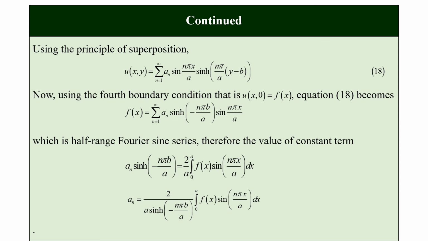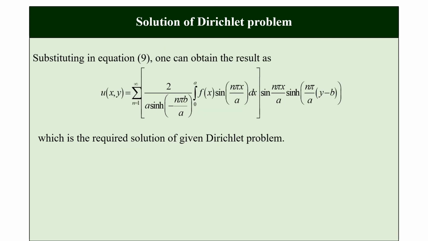After that we substitute this value in solution 18, we obtain the result as u of xy is equal to this, which is the required solution of the given Dirichlet problem. Thank you.